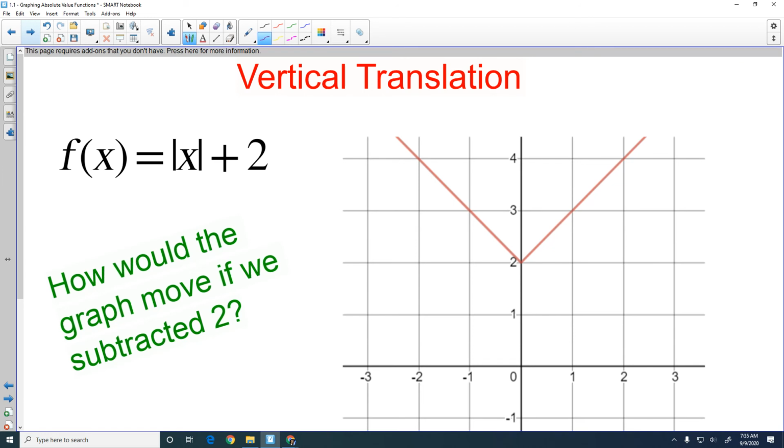Starting off, the vertical translation. So jot this down. Write the function, just like I have here, f of x equals the absolute value of x plus 2. Make sure you write that plus 2 after the absolute value sign. So it's like you're taking the absolute value first, and then you're going to add the 2. And sketch that graph of the v also.